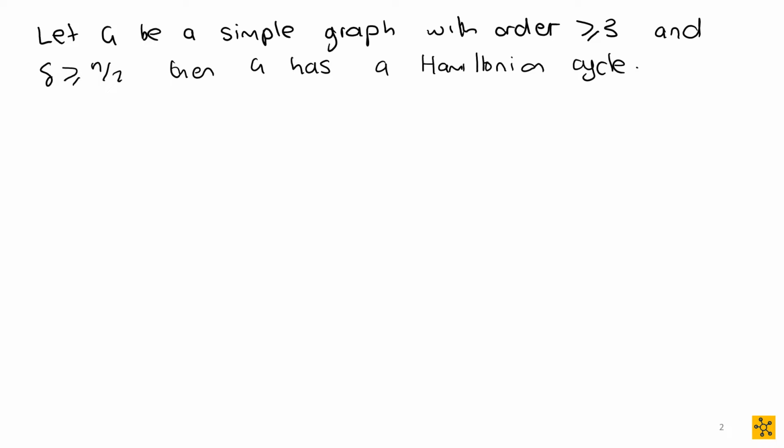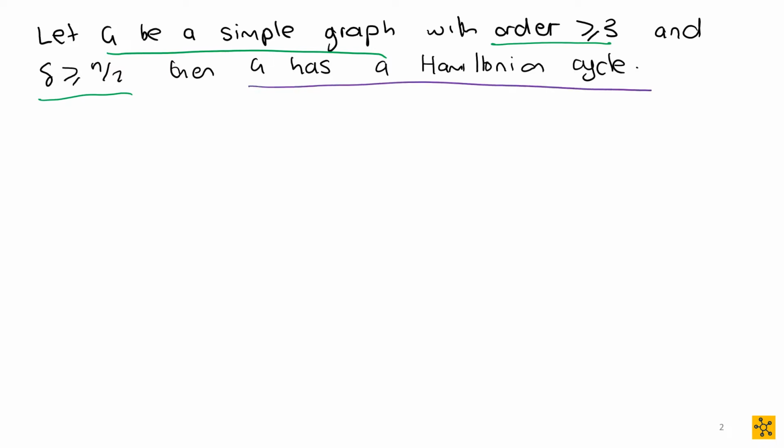So the first thing we're going to look at is what is A and what is B. The conditions here are that it's a simple graph, has an order greater than 3, and the minimum degree of any vertex in the graph is greater than or equal to n over 2. Then it's saying if that is all the case, then G has a Hamiltonian cycle.